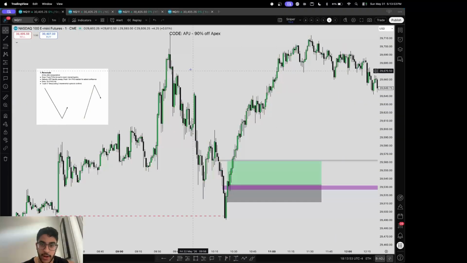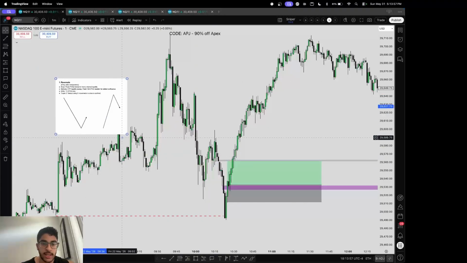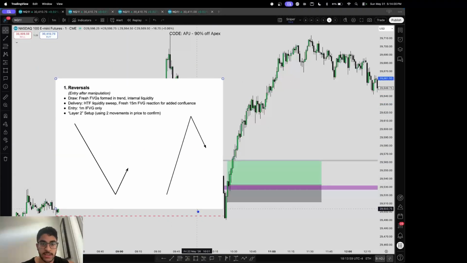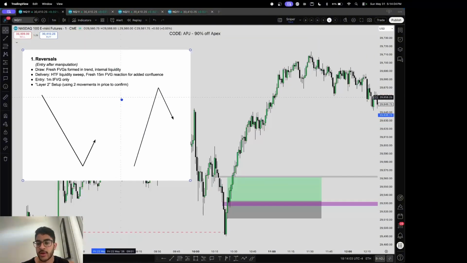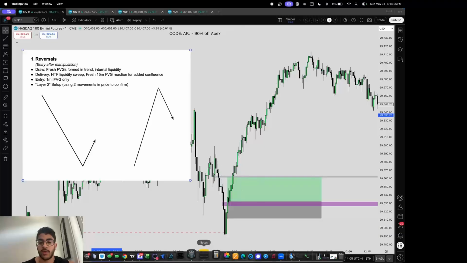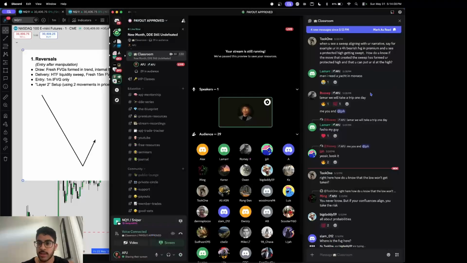A reversal setup, right? Wait for that delivery, have a draw, which again, as I outline here, is opposing FVGs in conjunction with all of these highs and this high of day draw. But have a draw where you want to secure profit at, then use that 1 minute inversion for entry. Does that make sense? I'll stop here briefly.